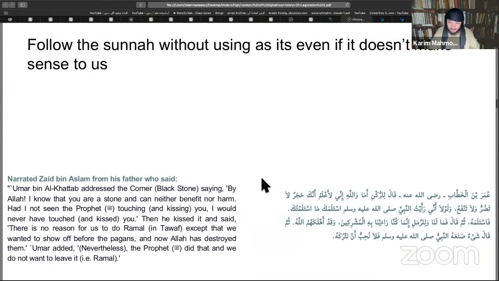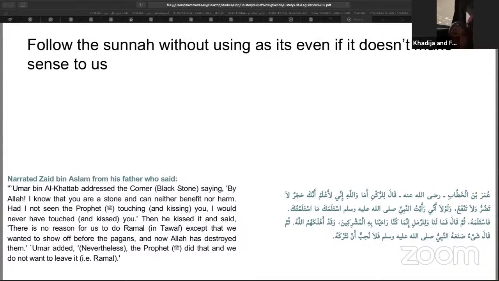Okay, take a look at this. Something that happened during the time of Omar, after the Prophet ﷺ had died. Omar goes to do Hajj. You guys know about the black stone in the Kaaba? Anybody know about the black stone? Yes, it's on the Kaaba.